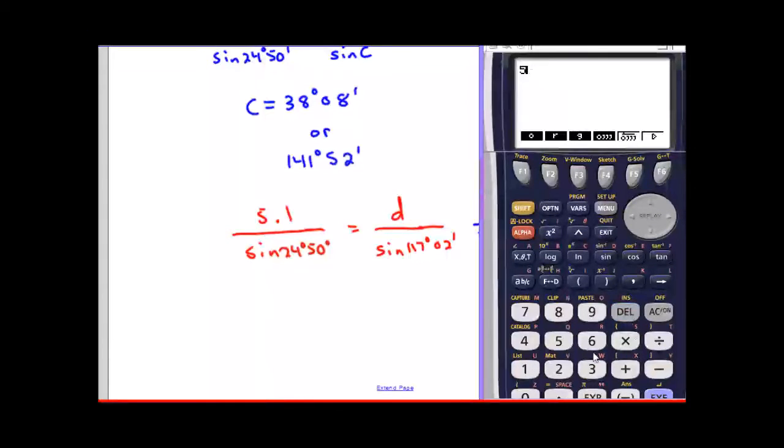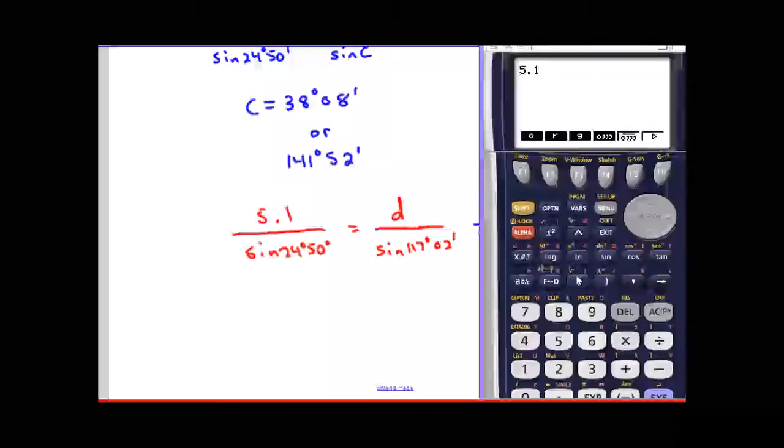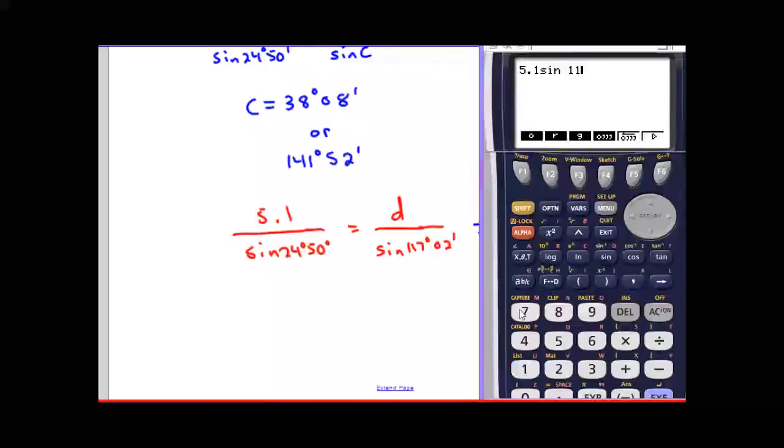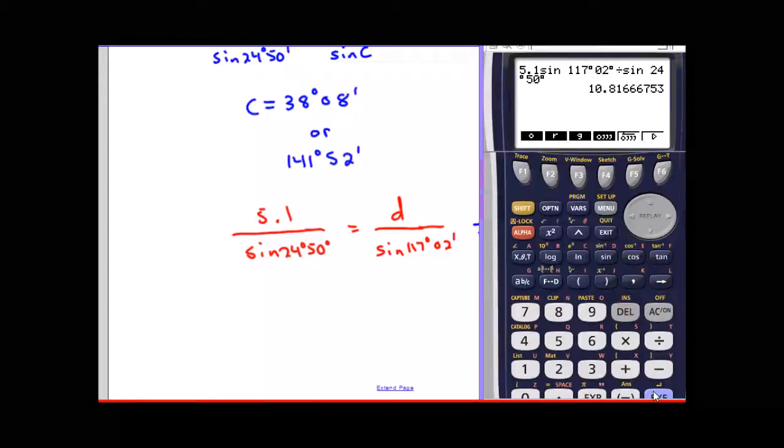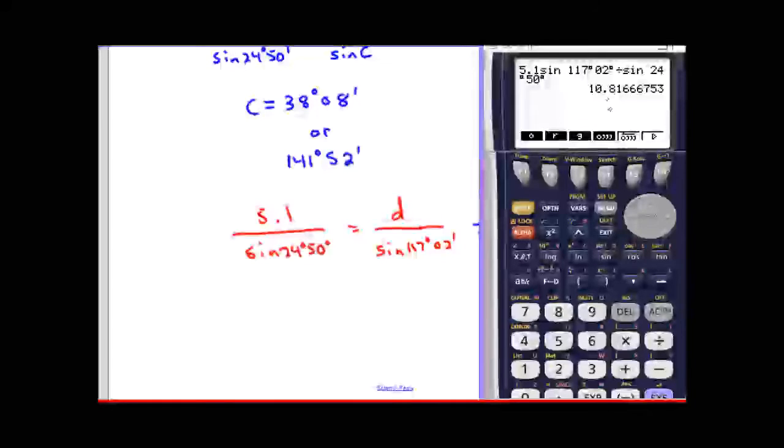5.1 times the sine of 117 degrees, 2 minutes, divided by the sine of 24 degrees, 50 minutes. So it's going to be 10.81, 10.82 kilometers.